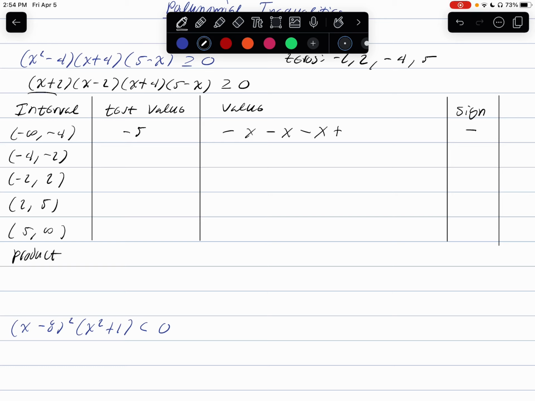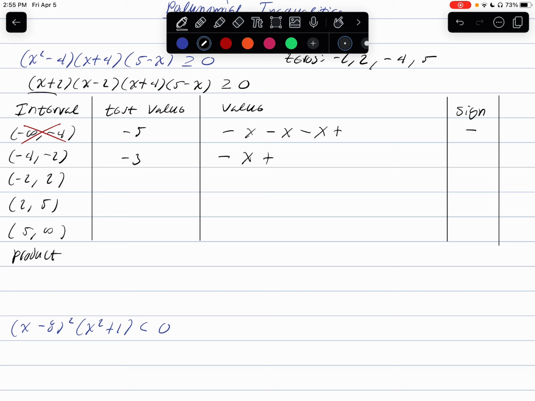And so we're looking for all of the intervals that are greater than or equal to 0. So we can go ahead and exclude this value here because it's going to be negative. Okay, so now let's check from negative 4 to negative 2. I like negative 3. So if we have negative 3, we'll have negative 3 plus 2. That's negative. Okay, and then we'll have negative 3 minus 2.